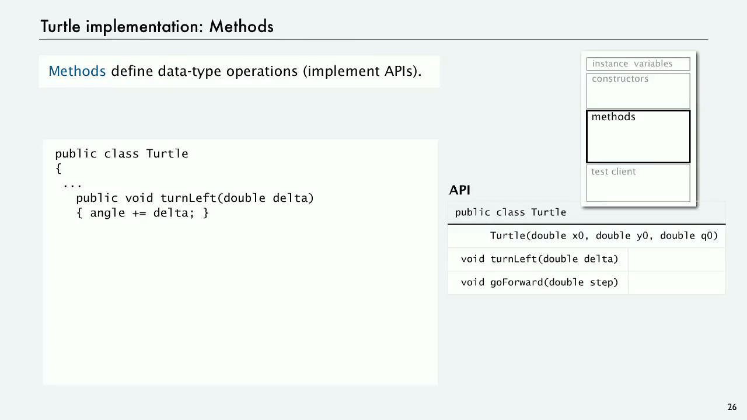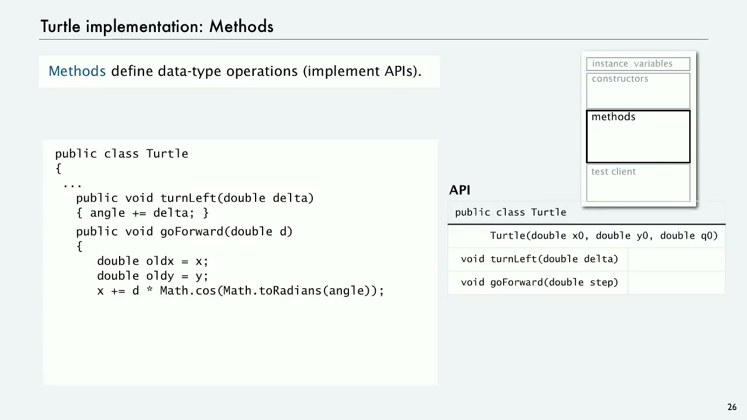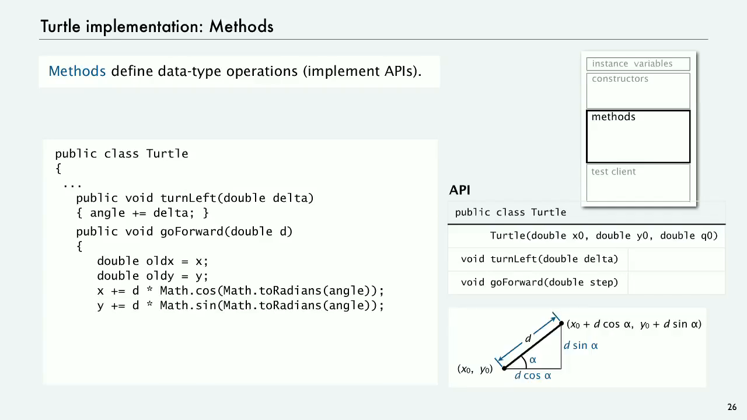So turn left, just add delta to the angle, the one-line implementation. Go forward, that's actually where the math gets done. We keep track of the old x and y coordinates, and then the distance that we have to go times the cosine of the angle, and it has to be in radians in Java's math function.